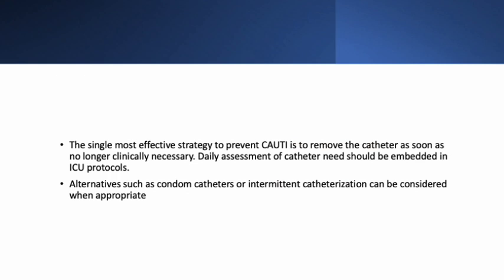The single most effective strategy to prevent CAUTI is to remove the catheter as soon as it is no longer clinically necessary. Daily assessment of catheter need should be embedded in ICU protocols. Alternatives such as condom catheters or intermittent catheterization can be considered when appropriate.